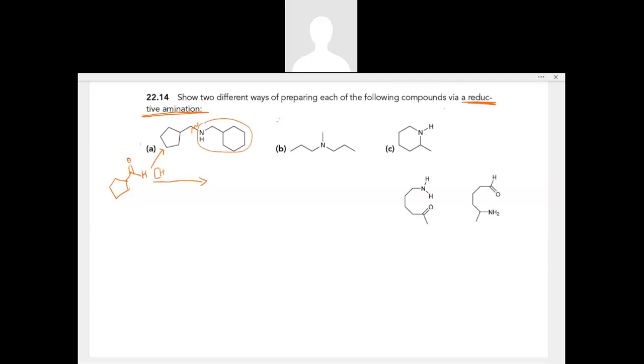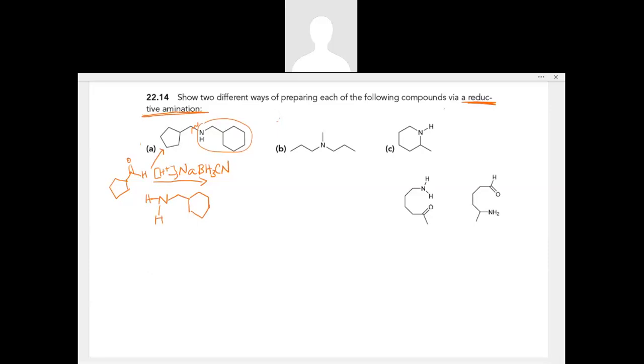Let's apply the reagents needed. We have acidic conditions, and then we have sodium cyanoborohydride, BH3CN instead of BH4. Then we're going to utilize this amine that's bonded to this six-membered ring to complete the rest of our reaction. So we have a primary amine, incorporating this six-membered ring, reacting with this five-membered ring aldehyde. That's our first way of preparing this.